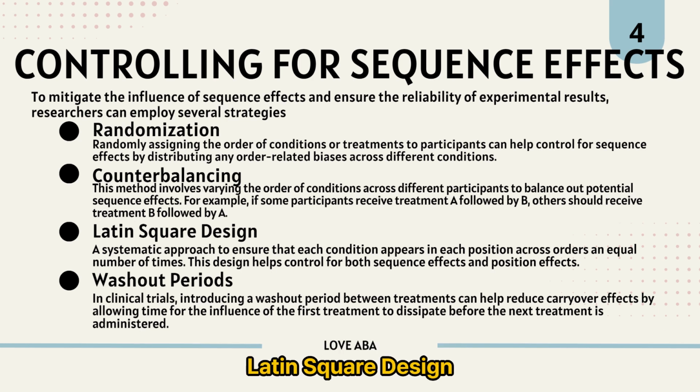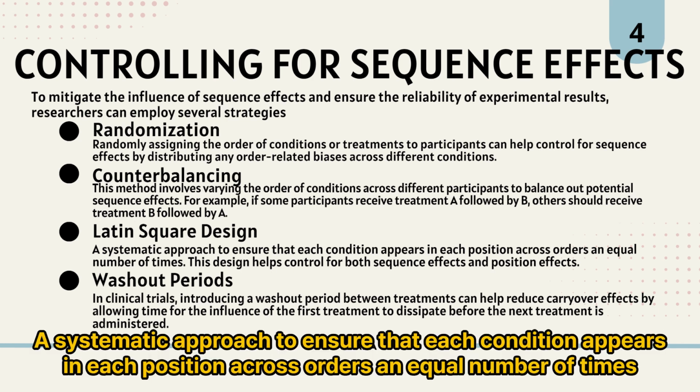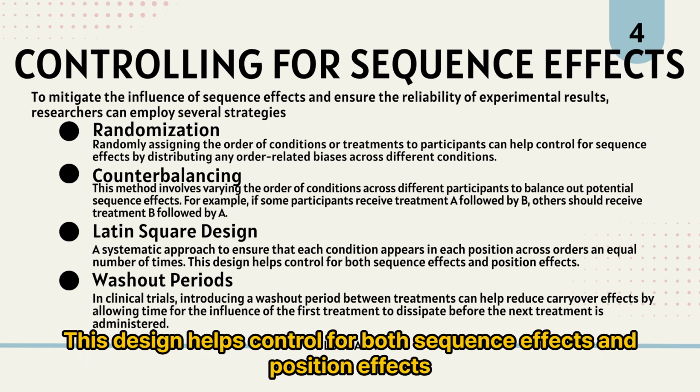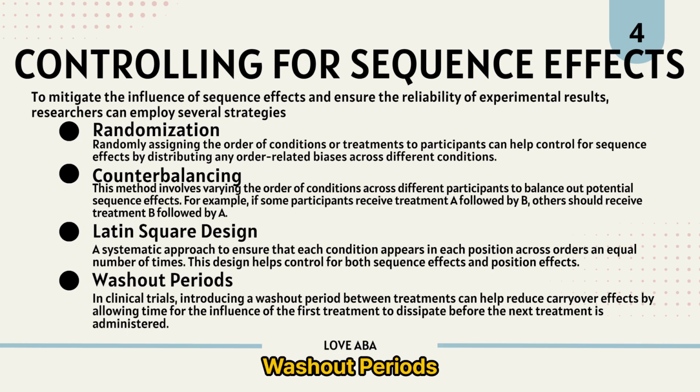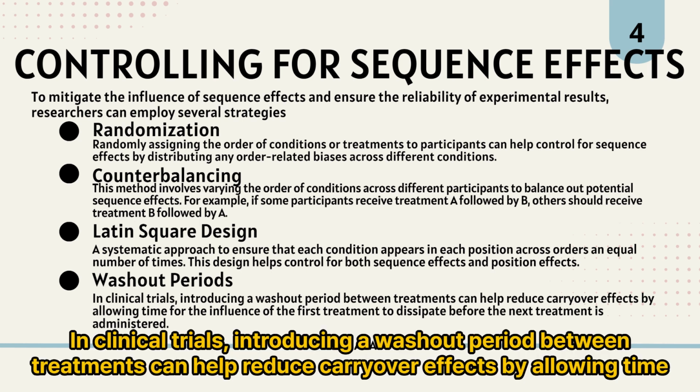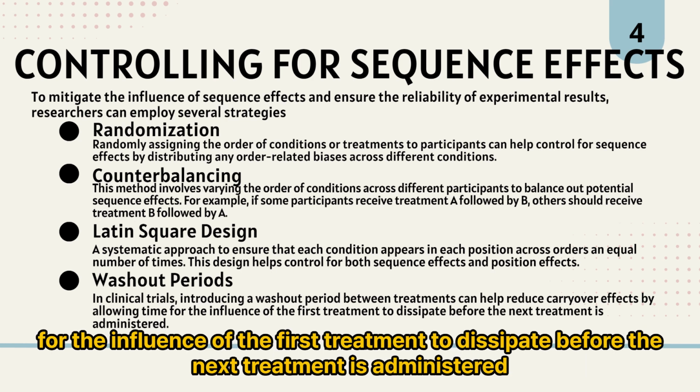Latin square design. A systematic approach to ensure that each condition appears in each position across orders an equal number of times. This design helps control for both sequence effects and position effects. Washout periods. In clinical trials, introducing a washout period between treatments can help reduce carryover effects by allowing time for the influence of the first treatment to dissipate before the next treatment is administered.